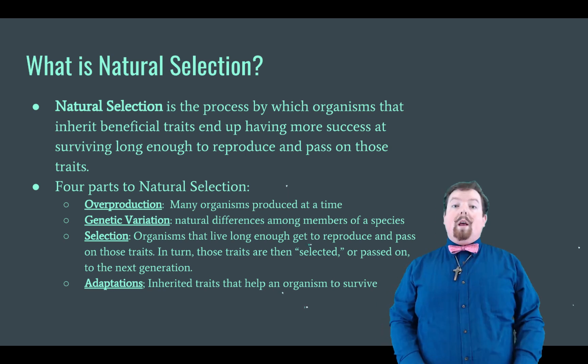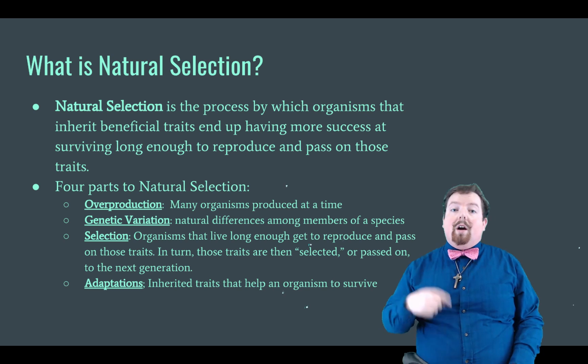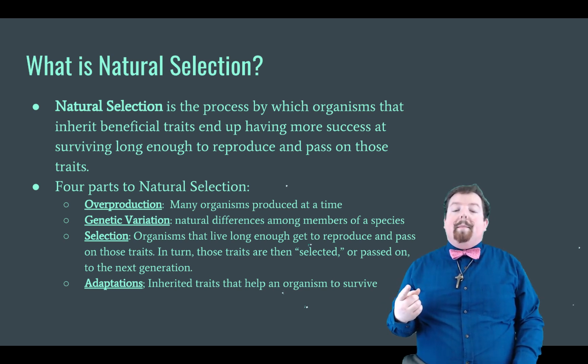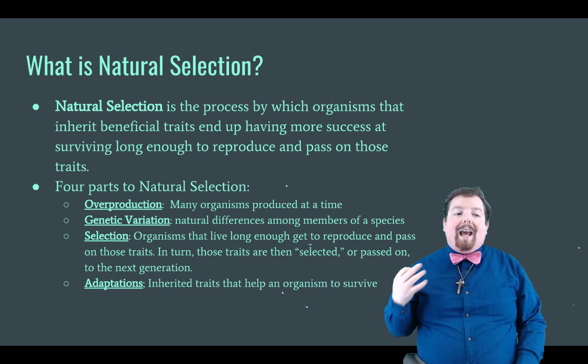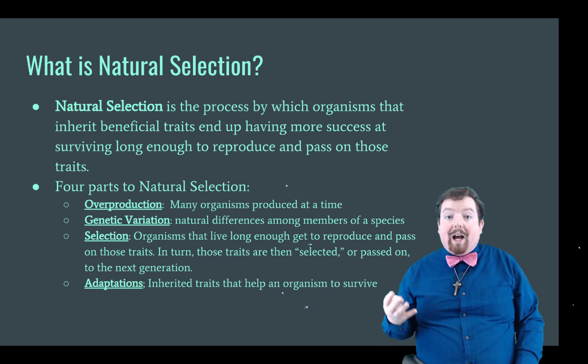The 4 parts of natural selection are overproduction, which is where many organisms are produced at a time; genetic variation, which is just the natural differences among members of a species; selection, which is where organisms that live long enough get to reproduce and pass on their traits, and in turn we call those traits that are passed on selected because they go on to the next generation; and adaptations, which are just inherited traits that help an organism to survive.